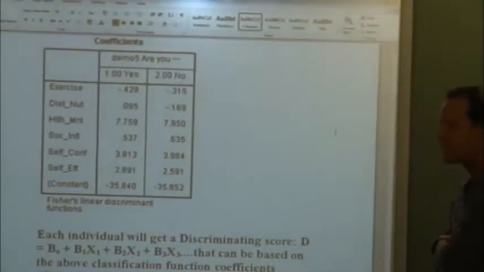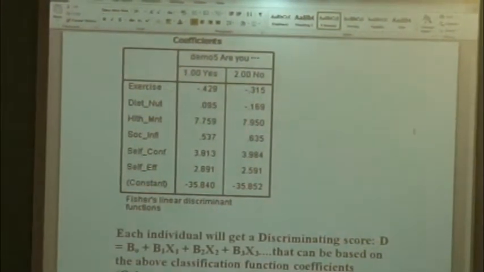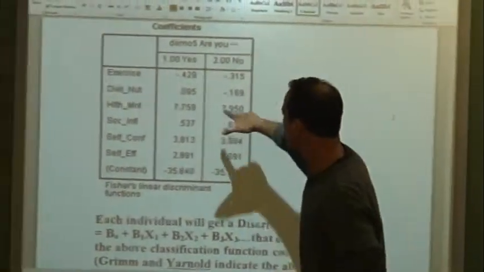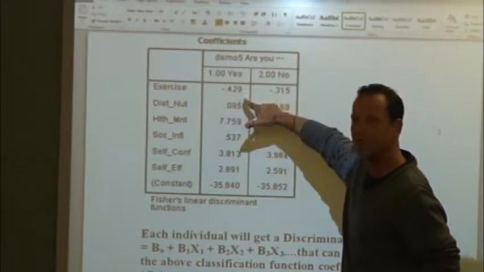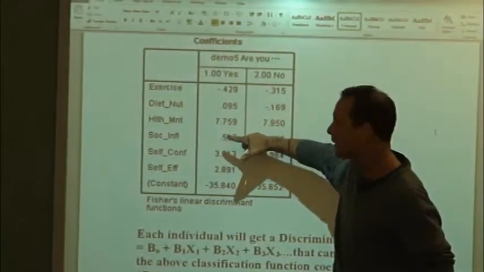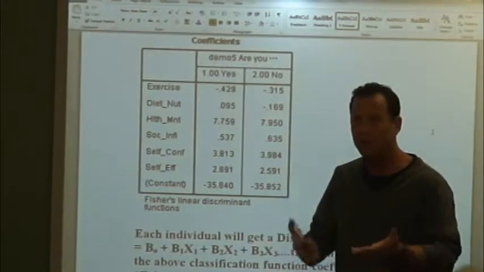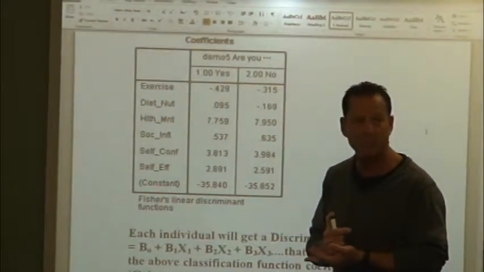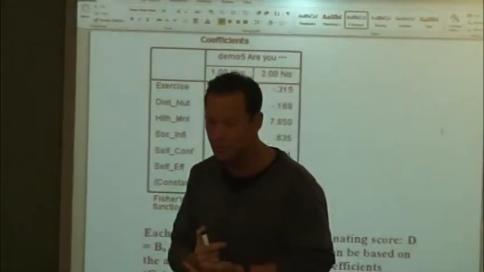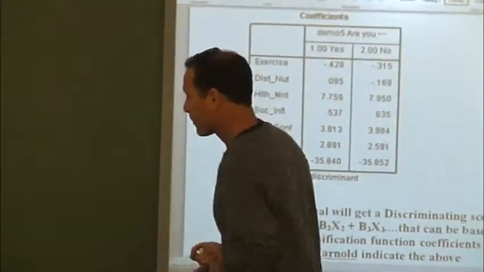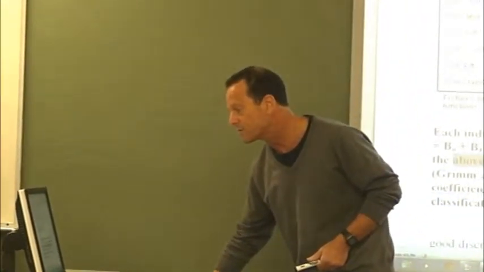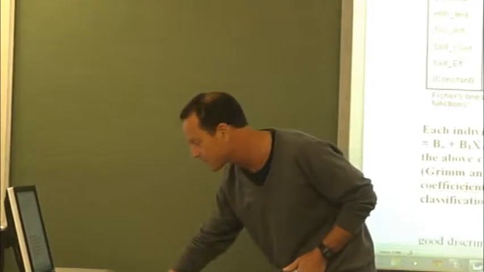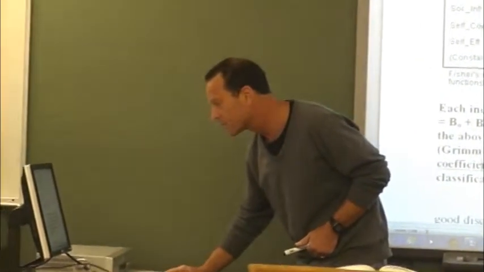Each individual is going to get what's called a discriminating score, based on their score on each of these variables: exercise, diet, health maintenance, social influence. So just like regression, remember with regression, you took the beta and multiplied it by their score. Right? So it's no different, everybody. And that will be based on what's called the classification function coefficients. Grimm and Yarnold indicate the above coefficients can be used for descriptive and/or classification purposes.